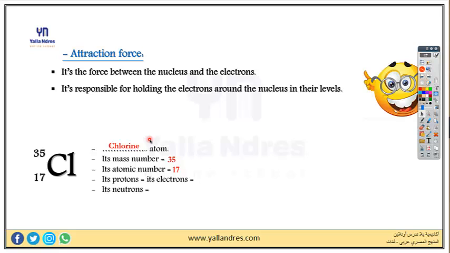And as we said, the atomic number equals the number of protons, which is equal to the number of electrons, so they are equal 17. What about the neutrons? We said that mass number equals protons plus neutrons. So 35 minus 17 equals 18. So the chlorine neutrons is 18.